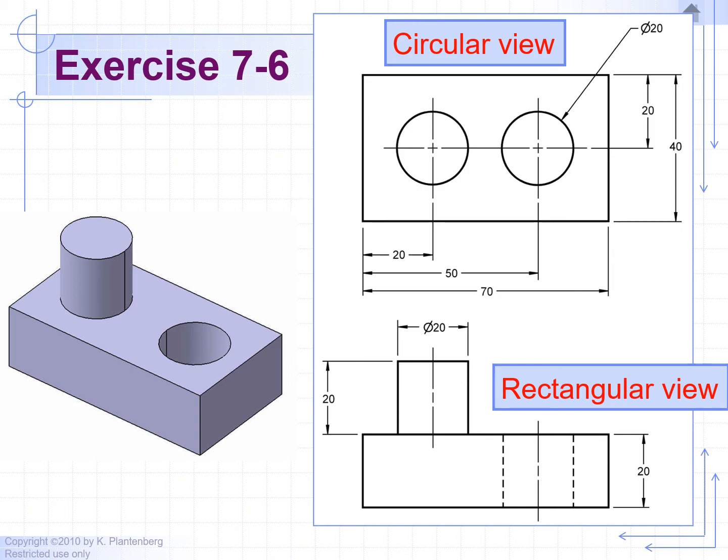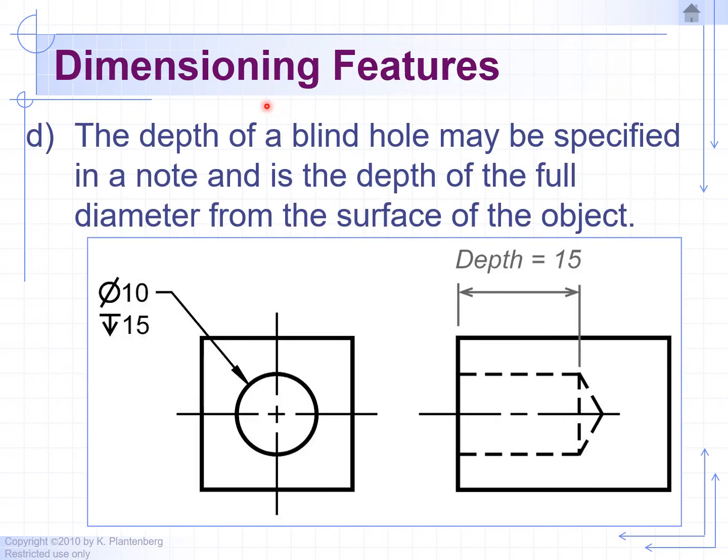Okay, next slide. Okay, let's talk about depth. The depth of a blind hole may be specified in a note and is the depth of the full diameter from the surface of the object. Okay, let's take a look at this side view. So when you take a drill through a piece of wood, aluminum, or steel, for example, if you don't drill all the way through and you need to stop at a certain point, we need to call out that depth.